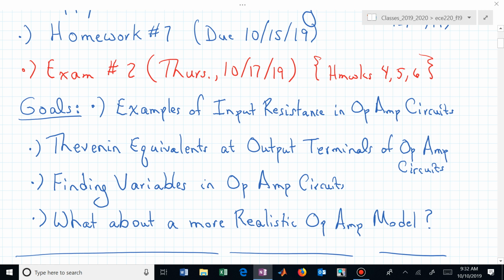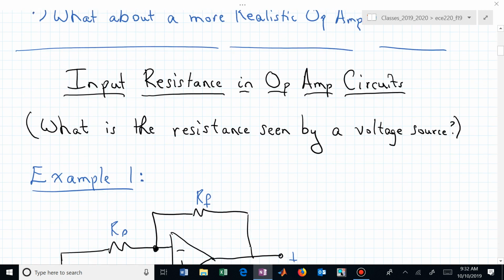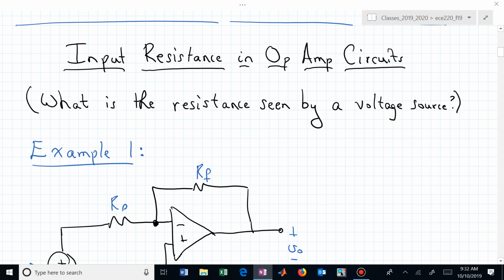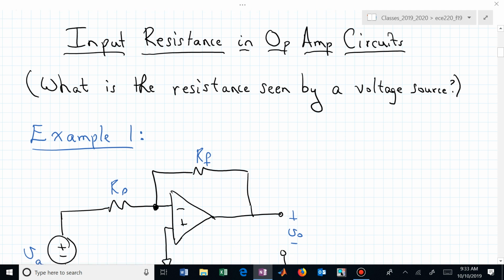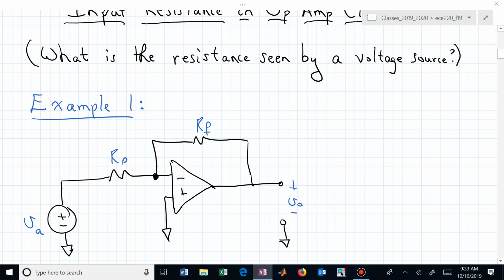Let's then look at what these op-amp sources might look like. We'll be using two sources at times, but we will be looking at them individually. If we're looking at the input resistance in op-amp circuits, we're asking this question: what is the resistance seen by a particular source, or in this case by our voltage sources that we are applying to the circuit?